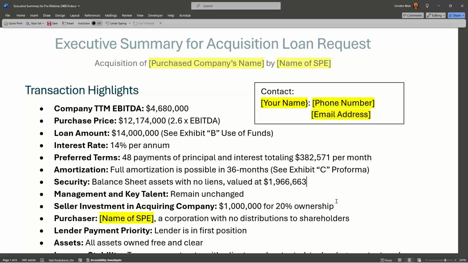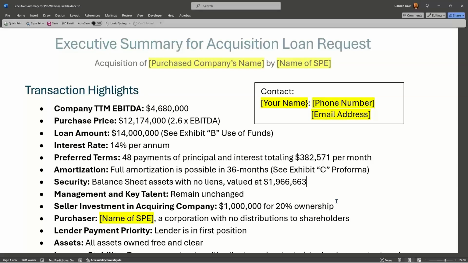However, underneath that, it says amortization. And as you'll see, the full amortization of that $14 million loan is possible in 36 months. And to see that, they see the Exhibit C, which is the pro forma, which shows the projected income of the company, the projected EBITDA of the company, the projected payments for the loan that we're asking them to make. And we show them what happens to our cash flows and our cash accumulations if it's done over 48 months and if it's done over 36 months. Obviously, we prefer to have the deal to where we can keep more of our own cash flow, and we prefer to pay it back over 48 months.